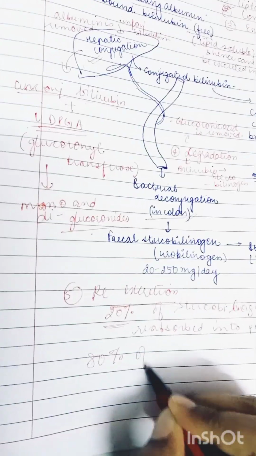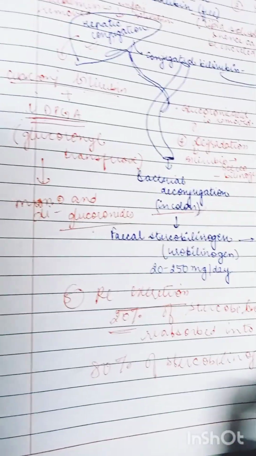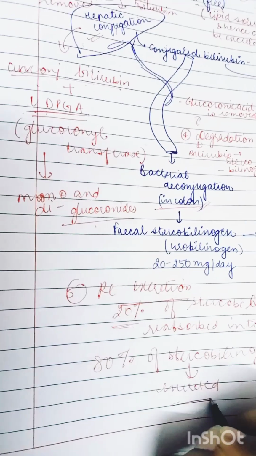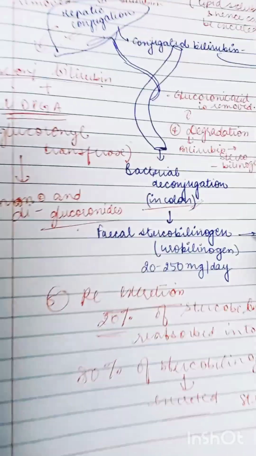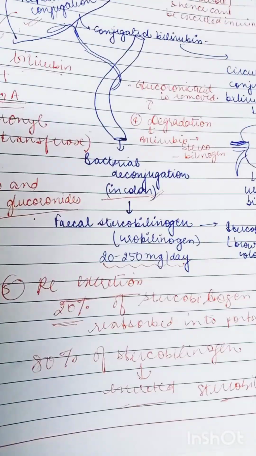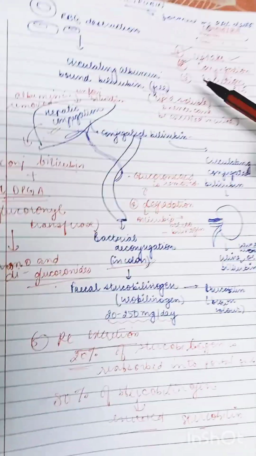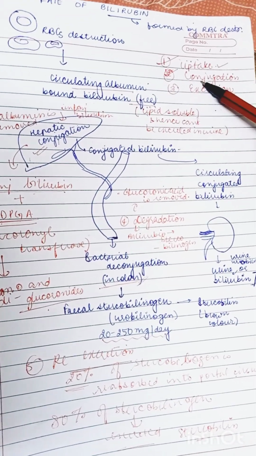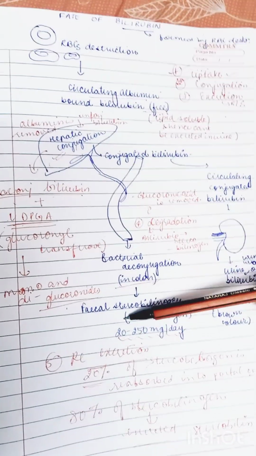The 80% of the stercobilinogen that was formed by the colonic bacteria will be excreted in the form of stercobilin. The amount of fecal stercobilinogen removal is 20 to 25 milligram per day. So this is the whole cycle. I am repeating it once again. The first step is uptake, the second step is conjugation, the third step is excretion, the fourth step is degradation, and the fifth step is re-excretion.